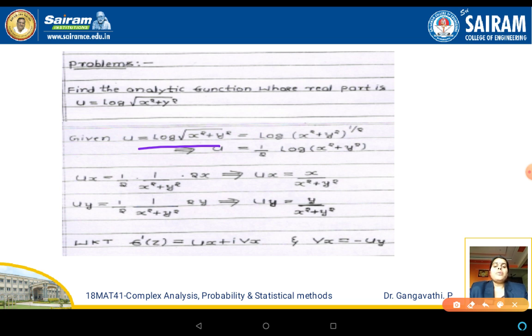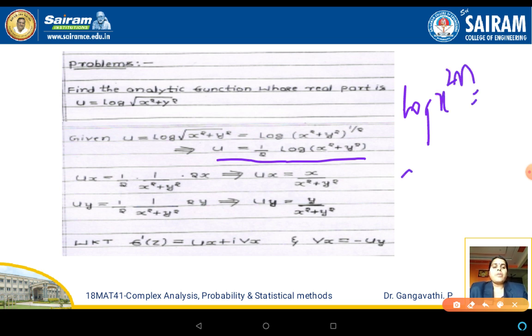So what we can do is write that as log of (x square plus y square) to the power of half. Once we do that, differentiation can be easier for us. So u is equal to, by using the properties of logarithm, half into log of x square plus y square, because we know log x to the power of m is equal to m log x. So we are using this property of logarithms.